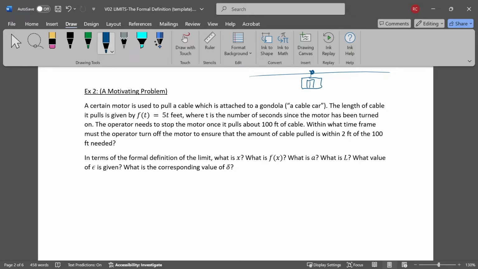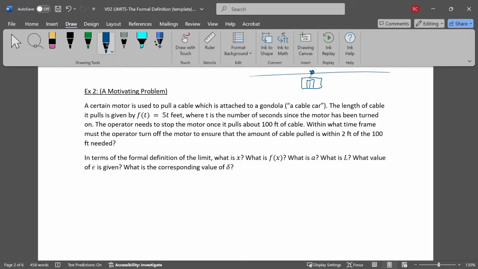The operator needs to stop the motor once it pulls about 100 feet of cable. Within what time frame must the operator turn off the motor to ensure that the amount of cable pulled is within 2 feet of the 100 feet needed? And then, in terms of the formal definition of the limit, what is x? What is f of x? What is a? What is L? What value of epsilon is given, and what is the corresponding value of delta?